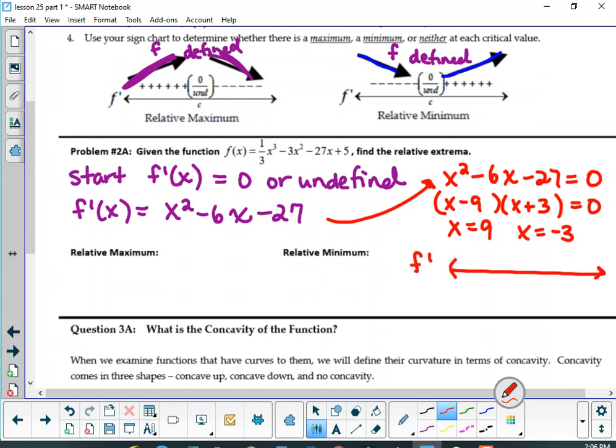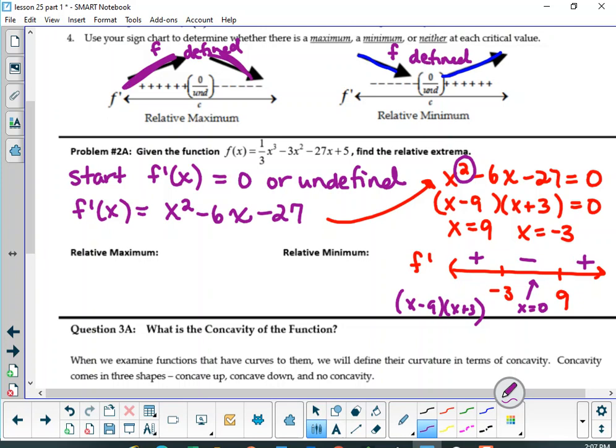I then roll my number line analysis for f prime, x minus 9 and x plus 3. And maybe 0 is easy to work with. It creates a negative. Positive on that side, positive on that side. I mean, parabolas will have nice predictable behavior. It's always a little bit more interesting when the function's a little weirder.